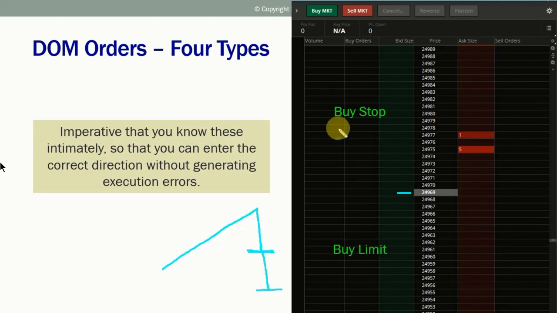A buy stop, on the other side, is when you have a trend and you want to take yourself into a trend.